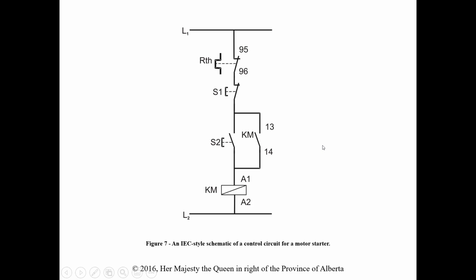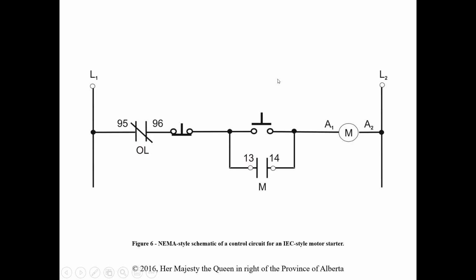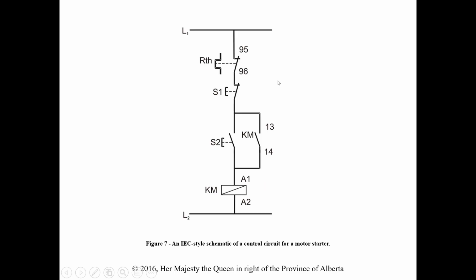Now here's an IEC style schematic and labeling. So this is NEMA style, NEMA labeling. NEMA style, IEC labeling. This is IEC style and IEC labeling. So this is where we kind of flip things on their side a little bit. We start this way, line 1. So here's our normally closed overloads, 95, 96. Then we have a stop button, or a normally closed momentary push button.